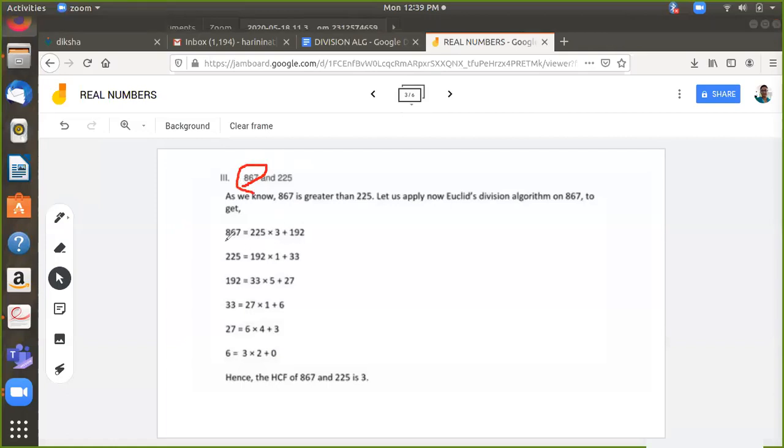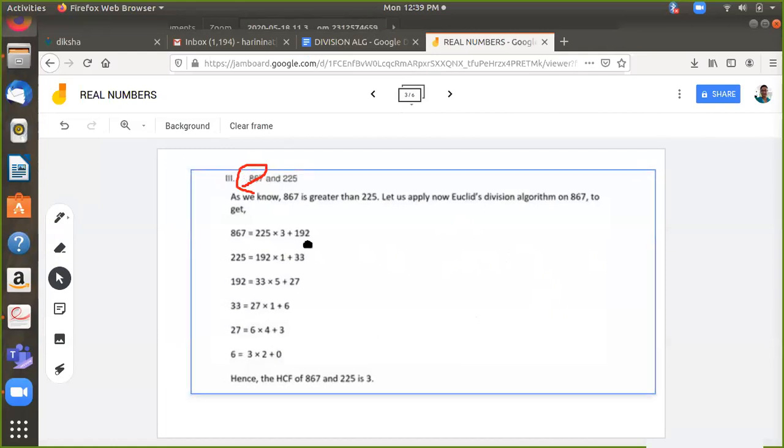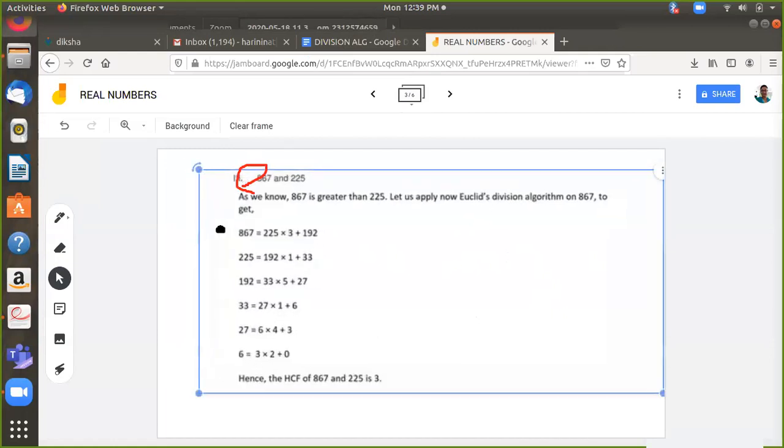Okay. So I am dividing the 867. The notification is coming, we have 10 more minutes. Okay, let us see. 867 is 3 times 225. It is okay. So I know there are only three 225s in 867. So when I take three 225s and subtract it from 867, I'm getting 192. This 192 is less than, sorry.